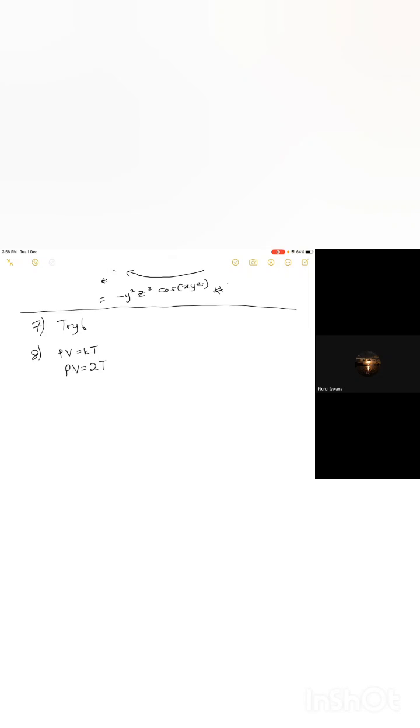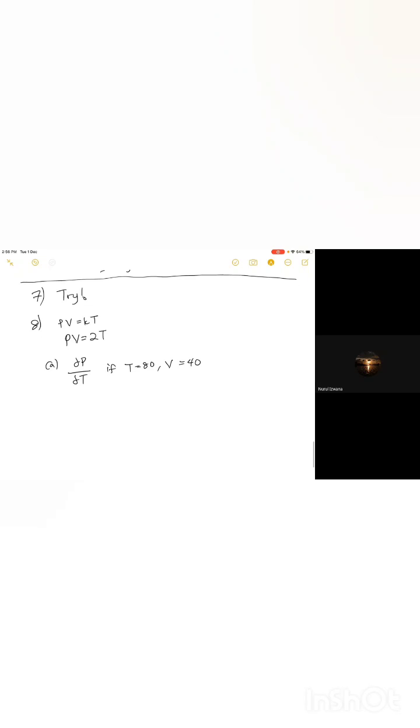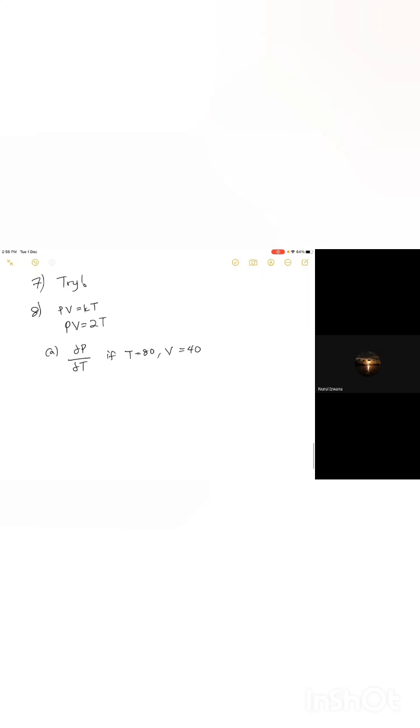Find the rate of change of pressure. Question A wants us to find the rate of change of pressure with respect to temperature, so del P over del T, if the temperature T is equal to 80 and volume remains fixed at 40. And then question B asks us to find the rate of change of volume pula, dV over dP with respect to pressure, if volume is 40 and temperature now remains at 80.